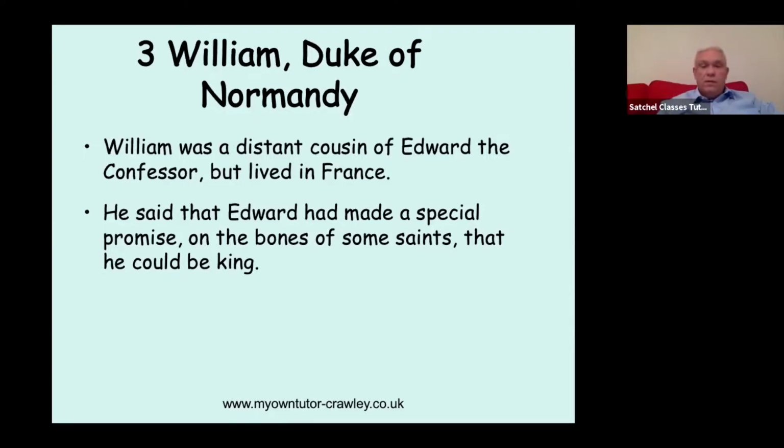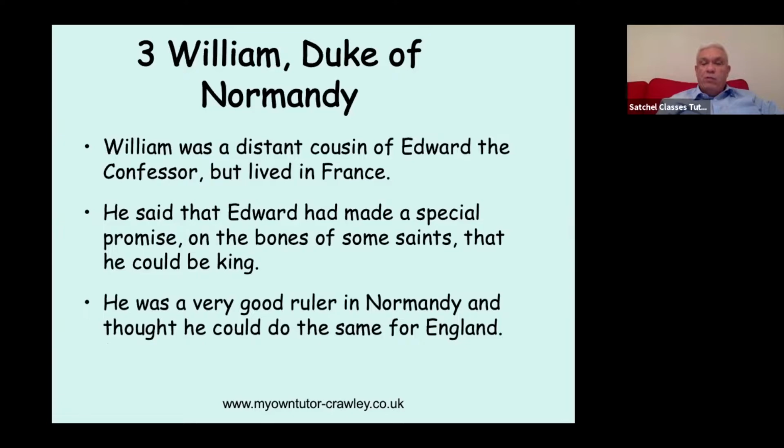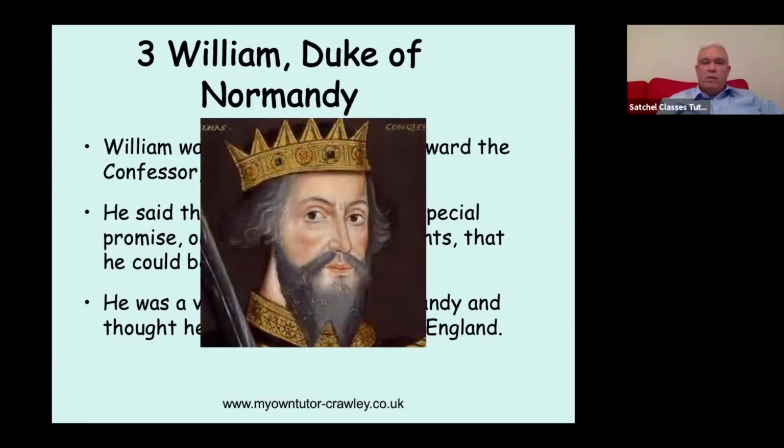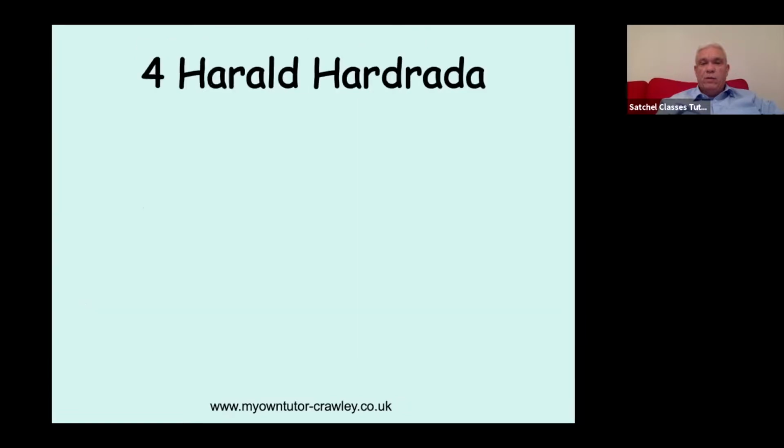So according to William, Duke of Normandy, God was on his side a little bit there, really. He was a very good ruler in Normandy and thought he could do the same for England. People liked him. He was quite a ruthless ruler as well. And that's what we think is an artist's impression of what he probably looked like.